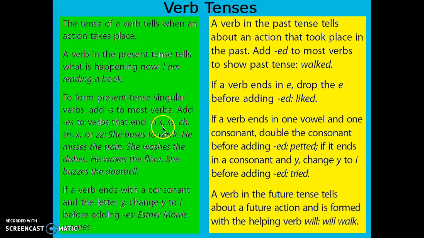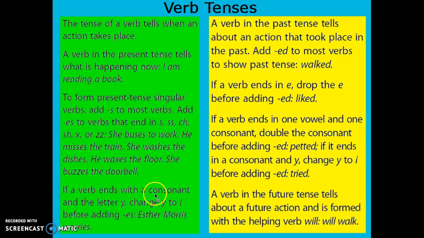So if a word ends with s, ss, ch, sh, x, or z, then you would add es. So, she busses to work. Busses is your verb. He misses the train. Misses is your verb. And these are all present tense. They're happening right now. She washes the dishes, he waxes the floors, and she buzzes the doorbell.